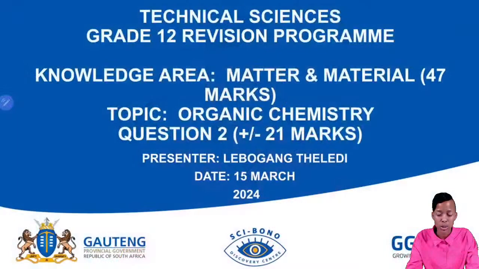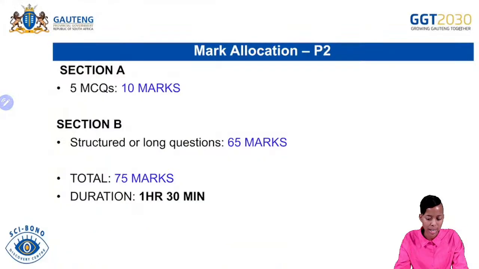So for today's knowledge area, we'll be focusing on matter and material, which consists of 47 marks. And for today's topic, we'll be focusing on organic chemistry. That is going to be under question 2, which consists of plus minus 21 marks.